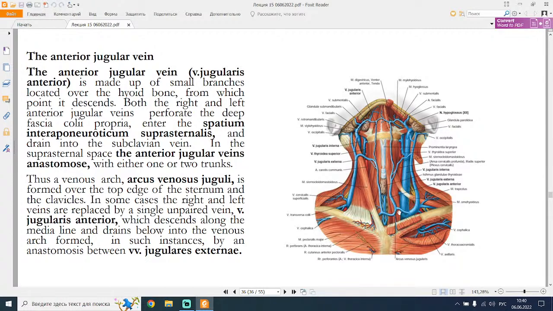In such instances, there is an anastomosis between vena jugularis externa, right and left. This is vena jugularis anterior, anastomosing with the veins, right and left, vena jugularis externa. Well, this forms an anastomosis.